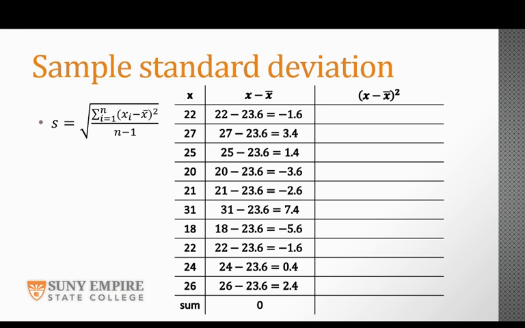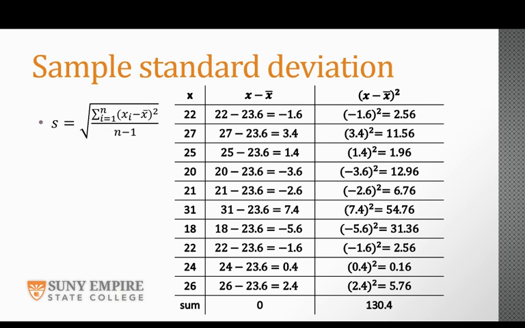First, we subtract the sample mean from each of the measured weights. Note that the total of these deviations is 0. We square those amounts. Then we total those squared amounts and get 130.4. So our sample standard deviation is the square root of 130.4 divided by the quantity 10 minus 1, which is 3.81.